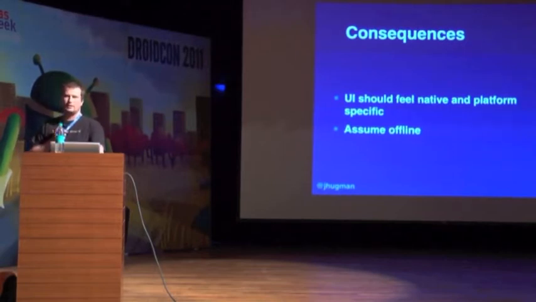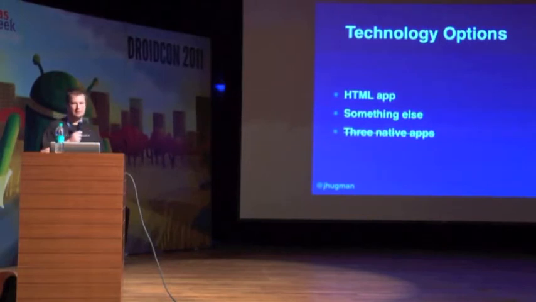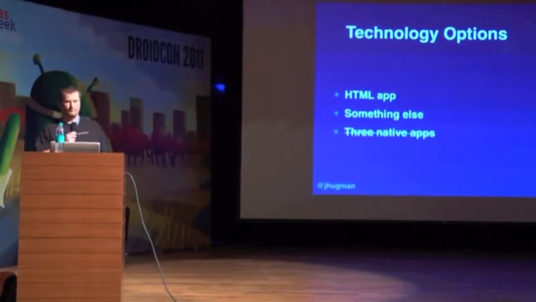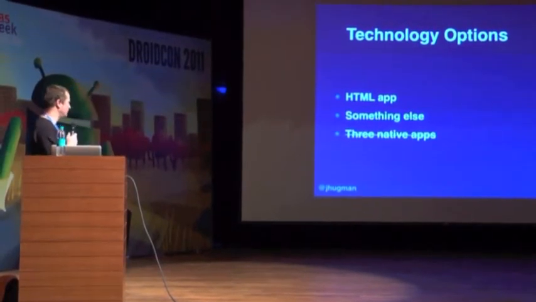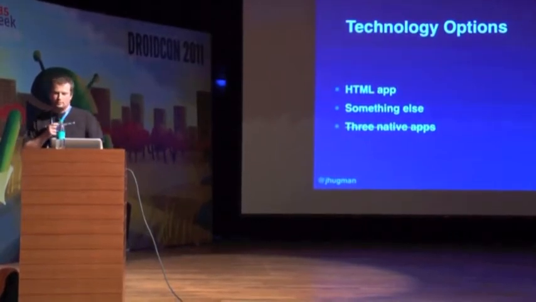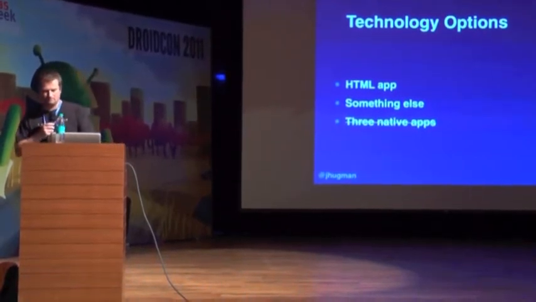So we started looking, panicking a little bit, because they weren't able to give us an awful lot of money. We looked at the technology options. Almost immediately, we had to rule out the three native apps approach because it was going to be too expensive, or we thought it was. We looked at building an HTML5 app, and then something in between. We didn't know what that something in between was. I'm going to go through some of those technology choices and see where it takes us.